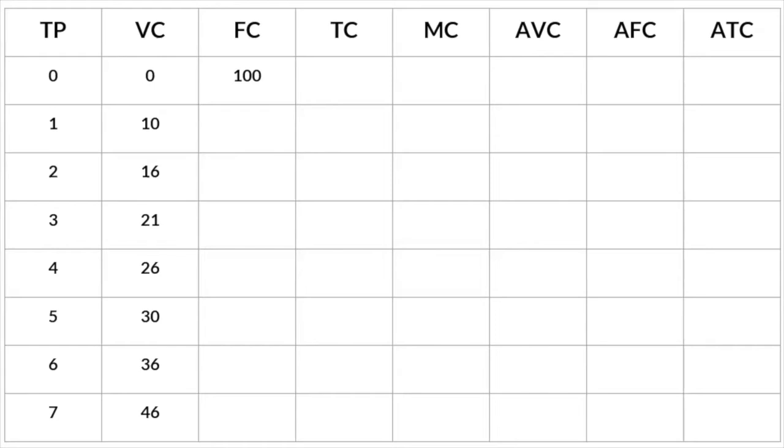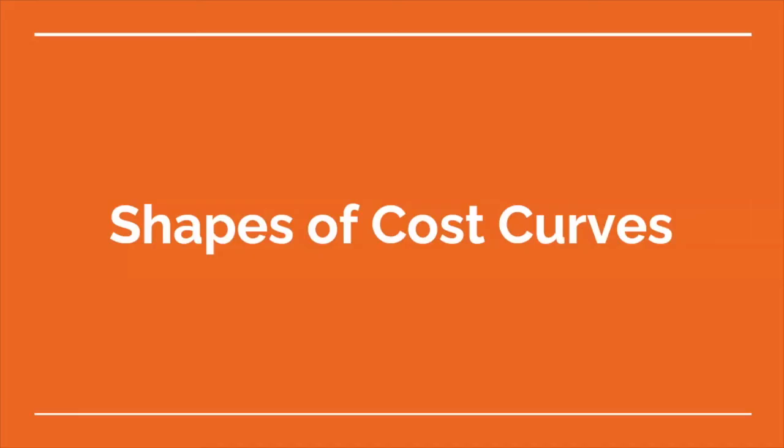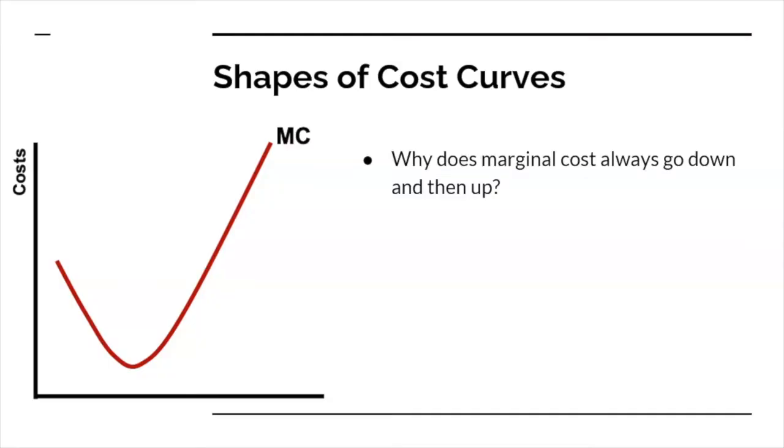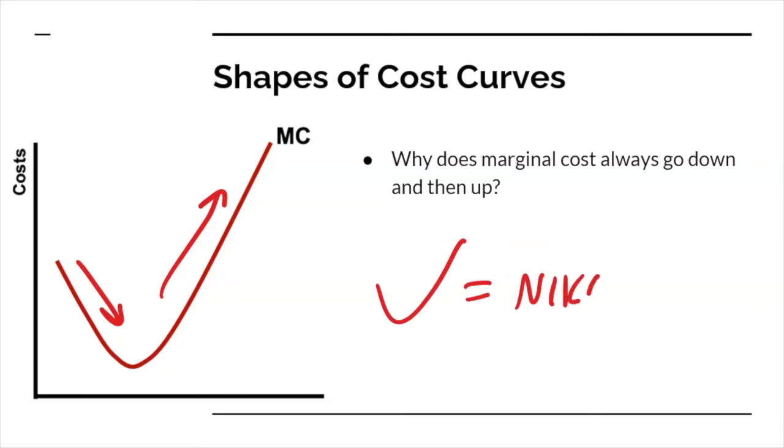And so what I want to go over now is the shape of the cost curves. Why is our marginal cost curve shaped like a Nike swoosh? Why is our average total cost shaped like a smiley face or a gigantic U? So the first one is, why does our marginal cost go down and then back up? In other words, why does our marginal cost curve look like a Nike swoosh?